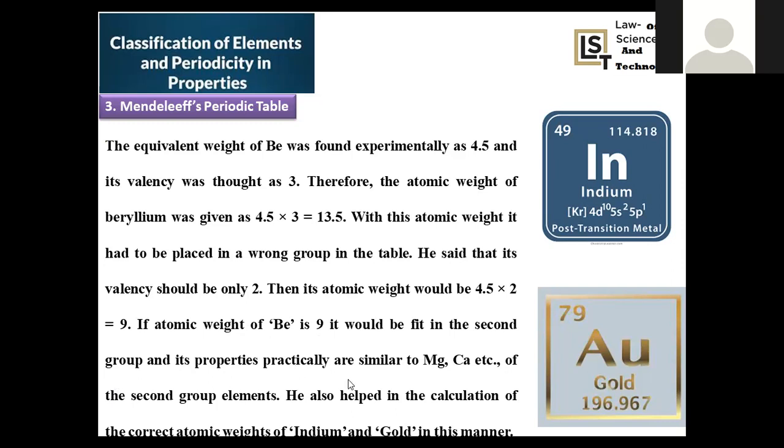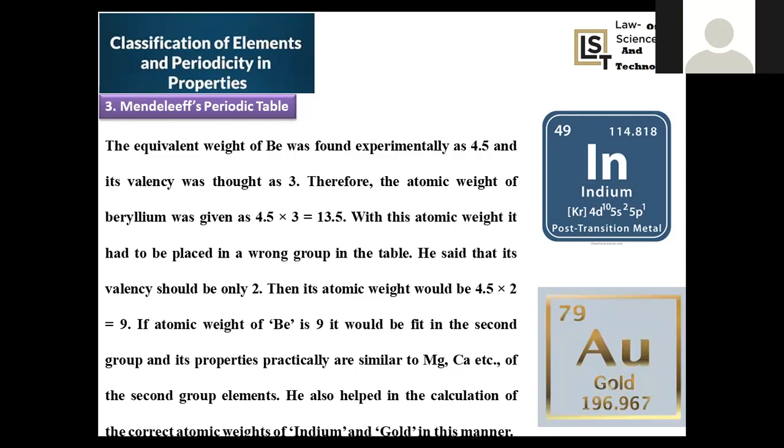And its properties are practically similar to magnesium and calcium of the second group elements. Because it is a kind of alkaline earth metal, beryllium, magnesium, calcium are all grouped together, that is, second group elements only. He also helped in the calculation of the correct atomic weights of indium and also gold.